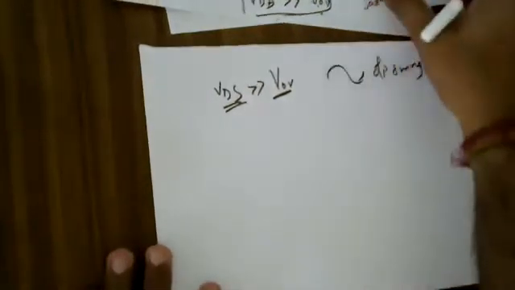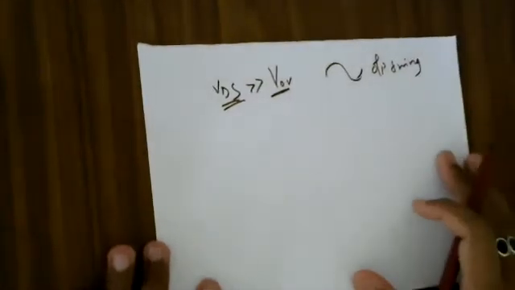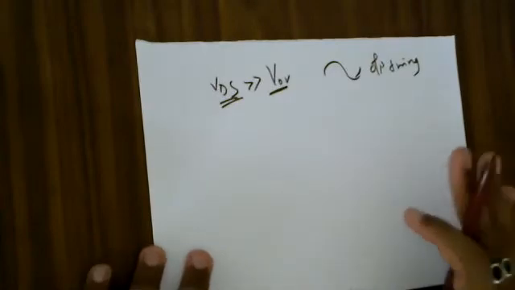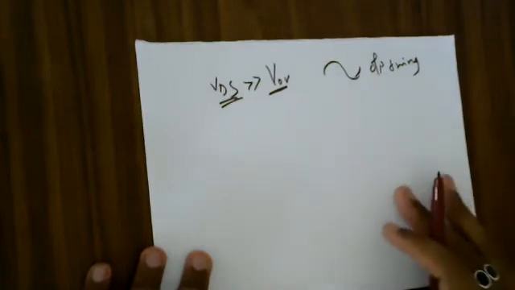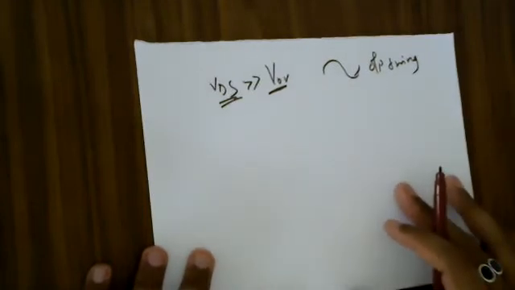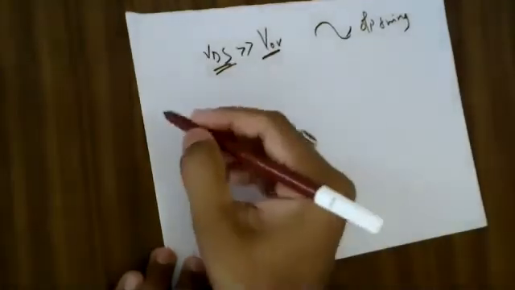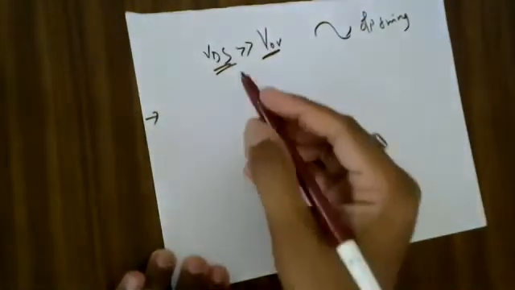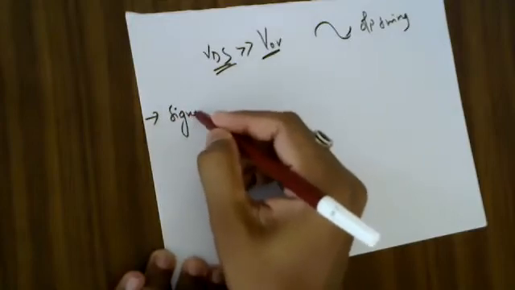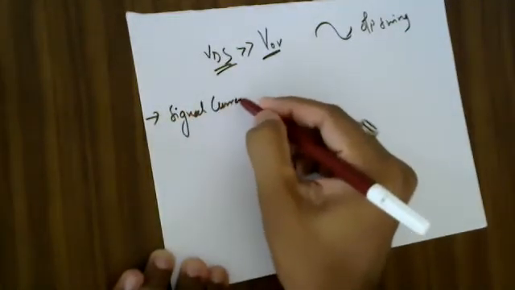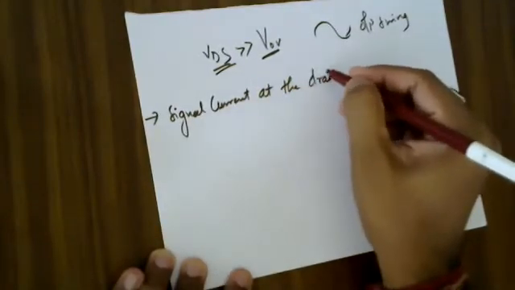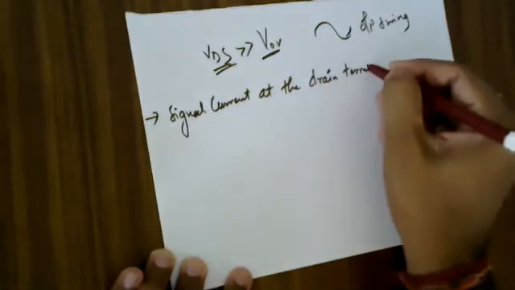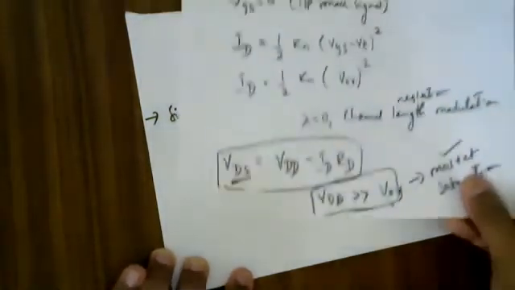Okay, so this was about your DC bias point with respect to your MOSFET. Now we would like to work on this circuit wherein I'm having both DC and AC signal, and I would like to know what's the signal current at the drain terminal. What is the level of the signal current at the drain terminal?